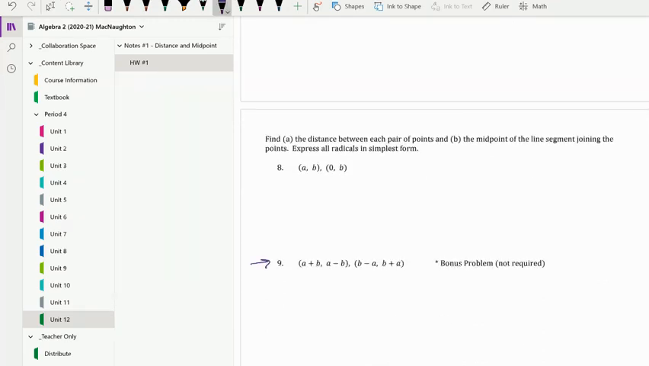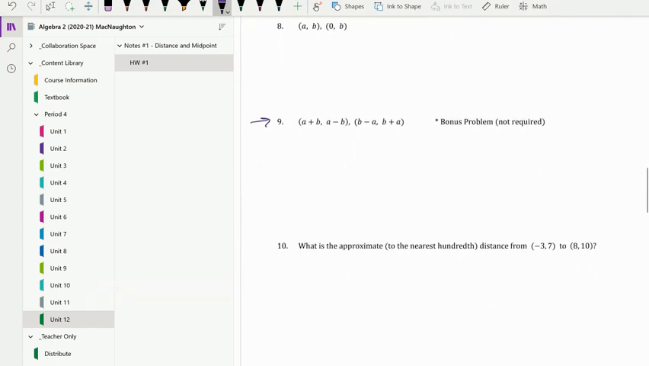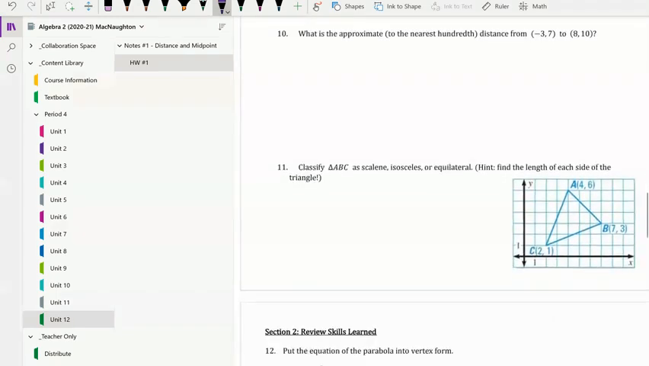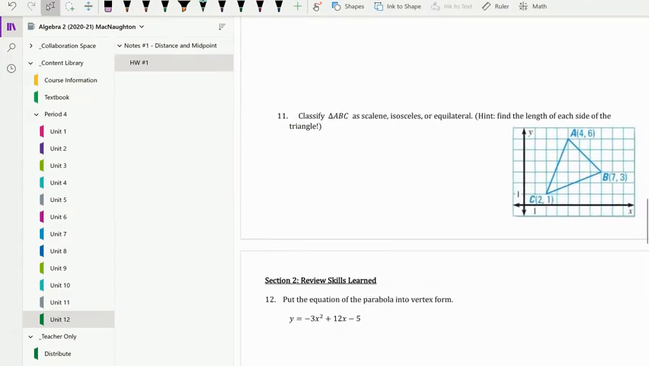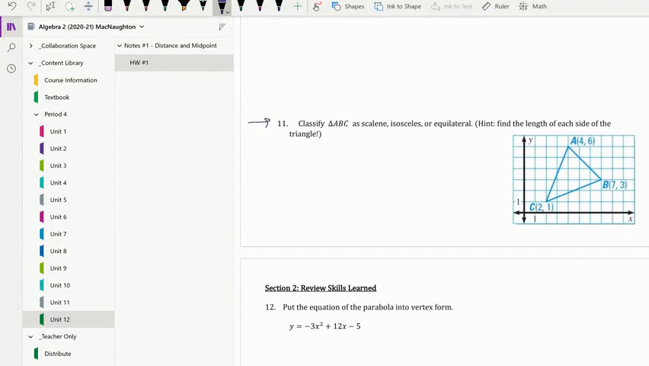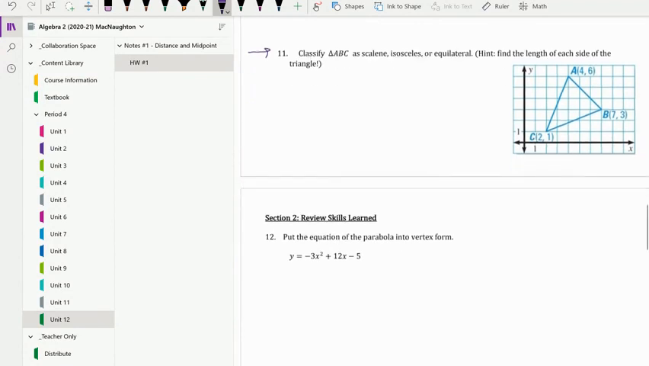That one's a little bit harder. If you want to skip it, you can. Feel free to try it. Those are good potential bonus problems. Number 11 is a little bit different, but I give you kind of a hint there. Try it, and if you get stuck, let me know, and we'll go over it.